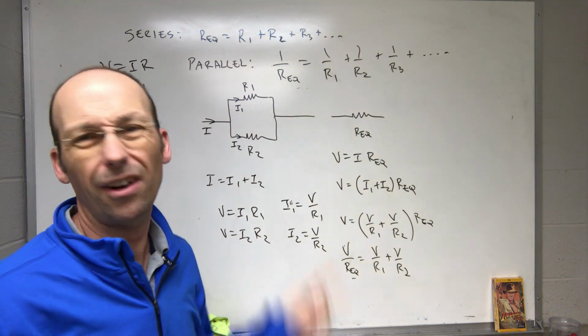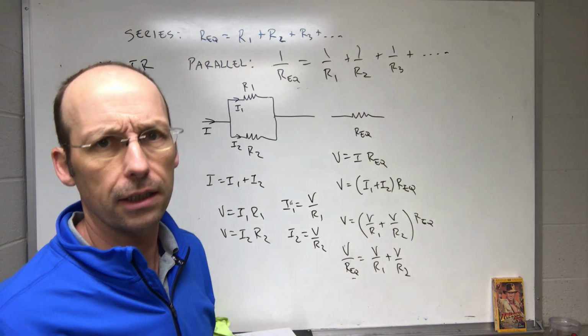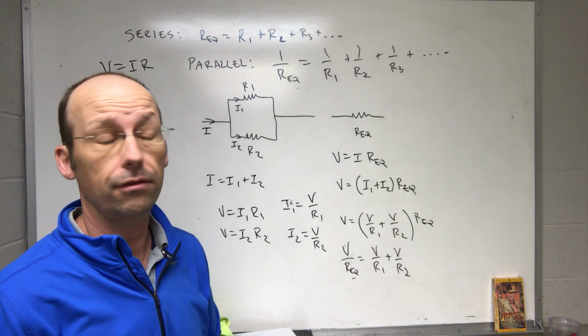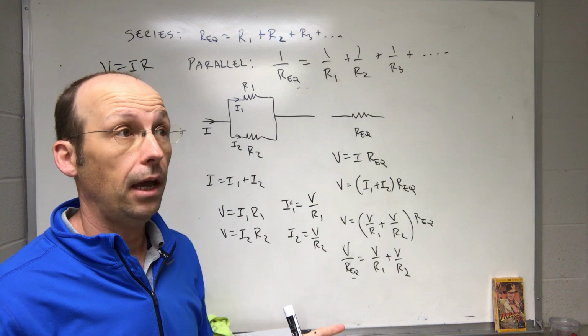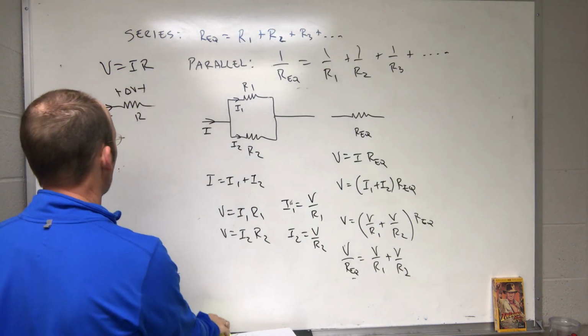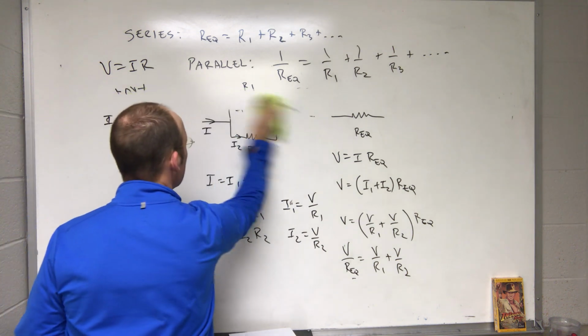Let's do a practice. I already did one for series, and I think that's pretty easy. The one that you're going to make a mistake on is parallel. So let's make up a resistor circuit in parallel and find the equivalent resistance, and then I'll do a more complicated one. Yeah, that's what I'm going to do. Okay.